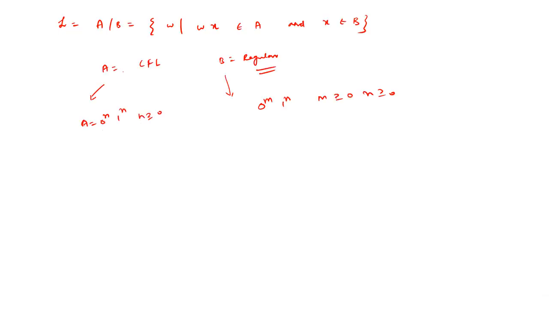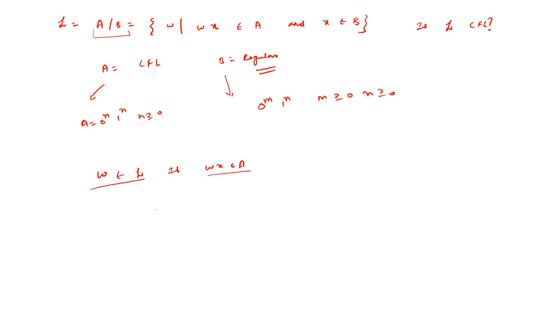We'll come to how to enumerate the strings of A slash B, but the question is: is L context free? That's the question. Now we'll see what this language means. What are the set of strings accepted by this language? That is W. Now W is a part of L if Wx is part of A.